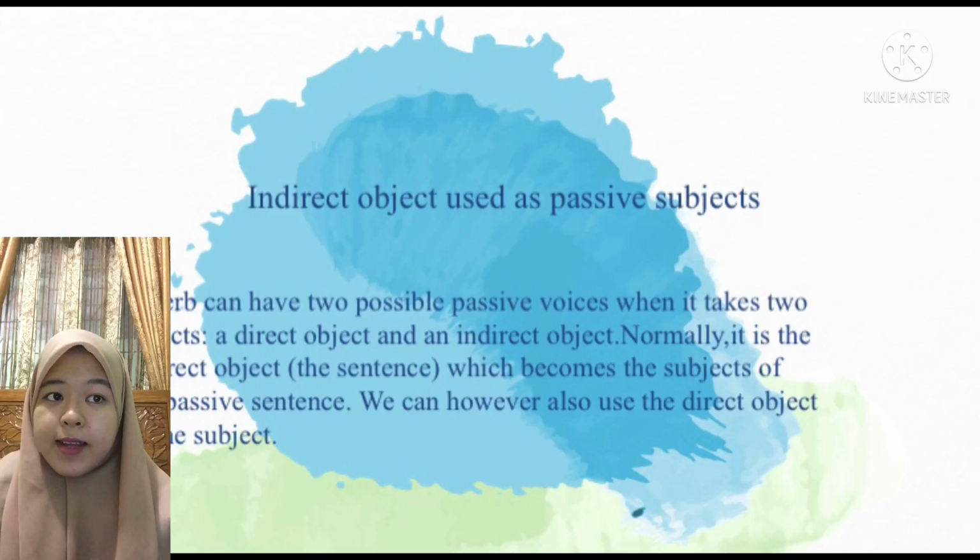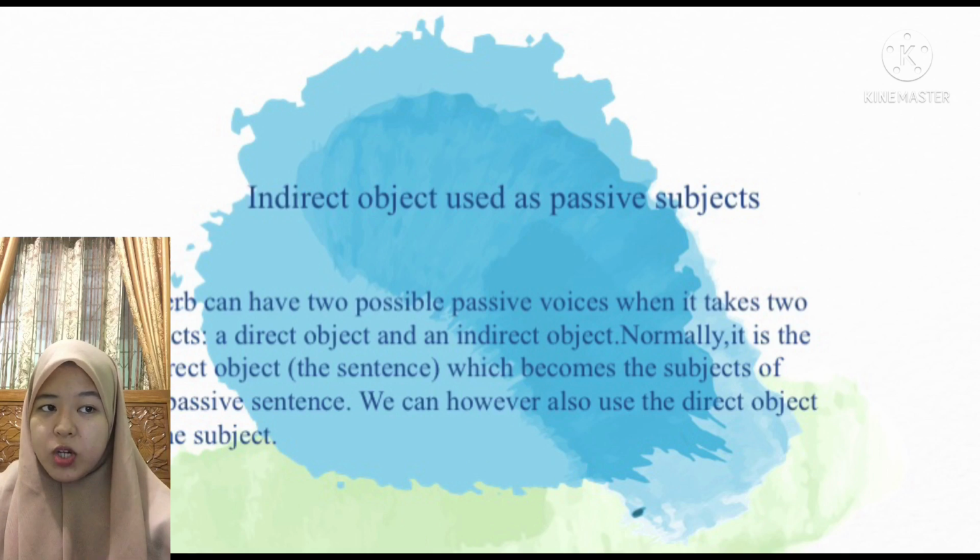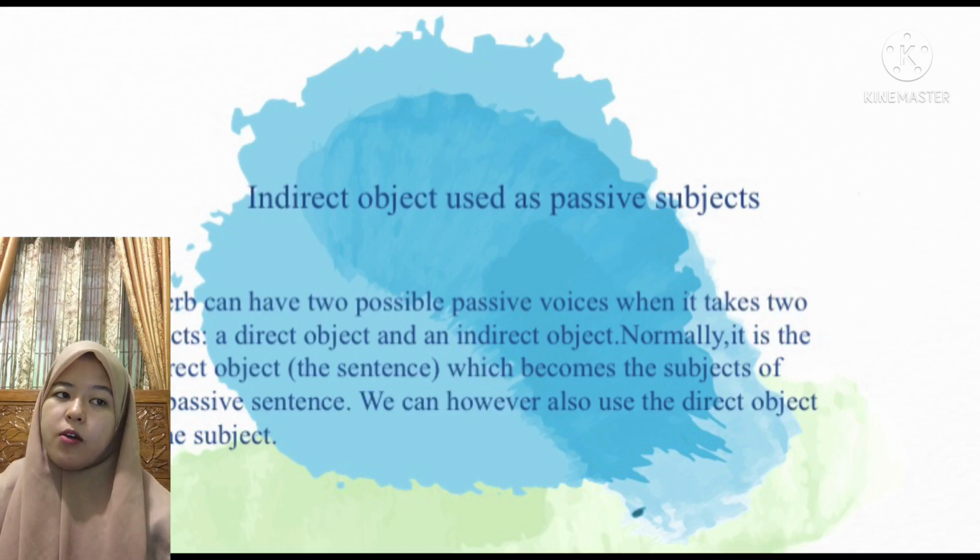And the next, indirect object used as passive subject. A verb can have two possible passive voices when it takes two objects, a direct object and an indirect object. Normally, it is the indirect object of the sentence which becomes the subject of the passive sentence. We can, however, also use the direct object as the subject.